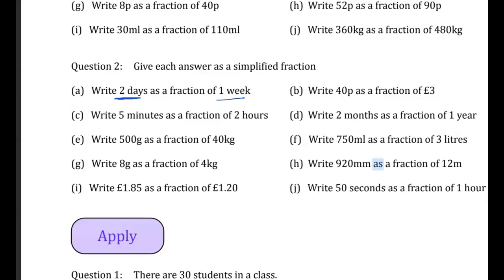Who can tell me how many days makes 1 week? 7. So you have 2 over 7. It was 7 days. So you have to express 2 days as a fraction of 1 week. It's going to be 2 over 7. Can you see? It's going to be 2 over 7. Look at the second one too.